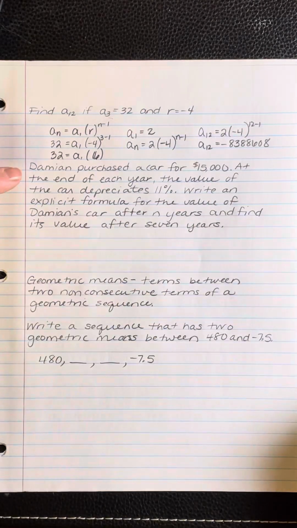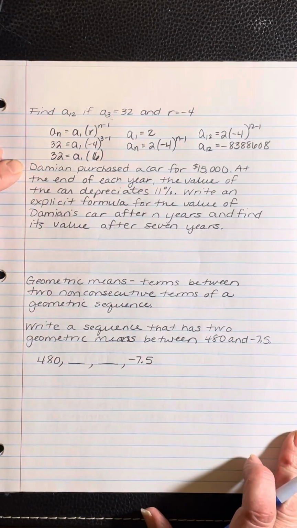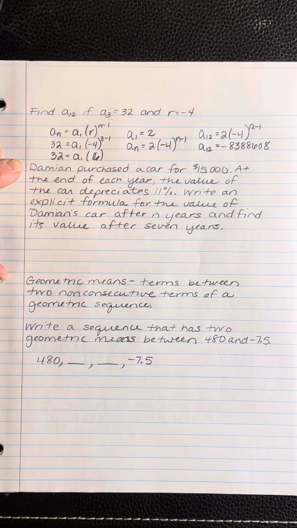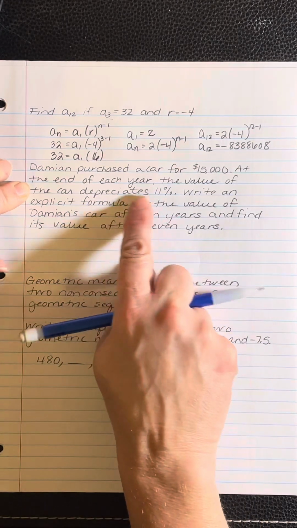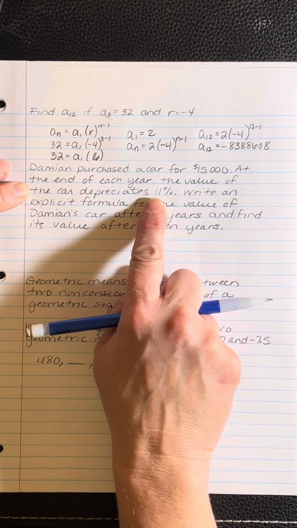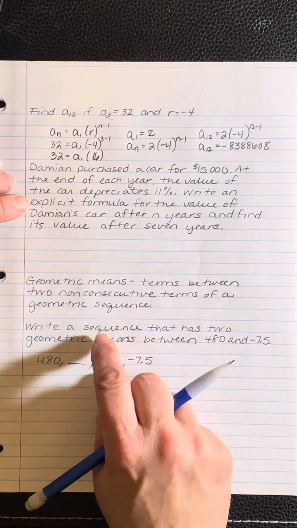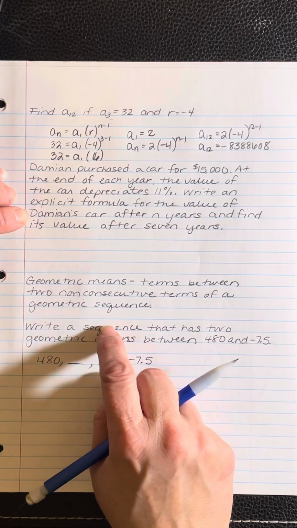All right, little story problem thrown in here. Damien purchased a car for $15,000. At the end of each year, the value of the car depreciates 11%. Depreciates means that it's going down. Write an explicit formula for the value of Damien's car after n years and find its value after 7 years.